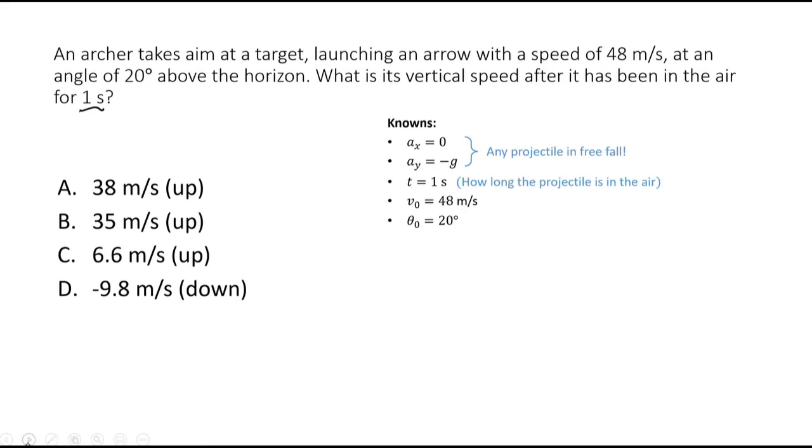Okay. Next up, I see that we are given the launch speed as well as the launch angle, right? And so I could immediately write down V naught, the launch speed, is 48 meters per second. Theta naught, which is the launch angle, is 20 degrees.